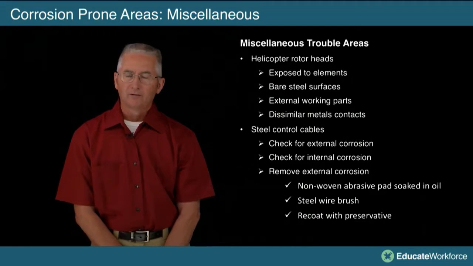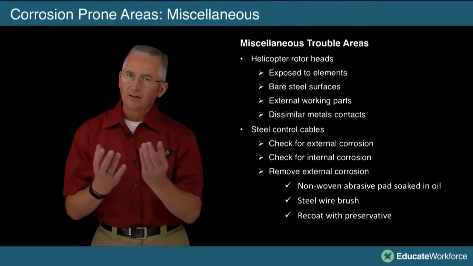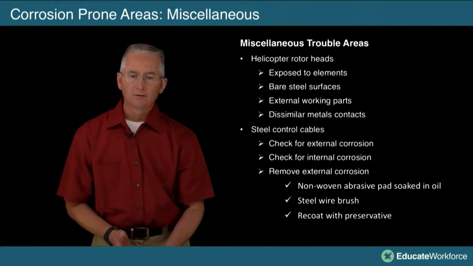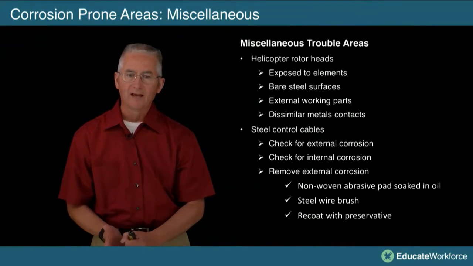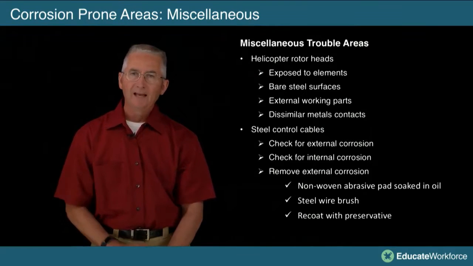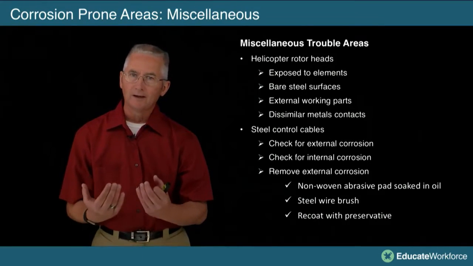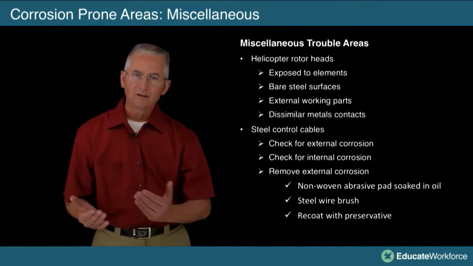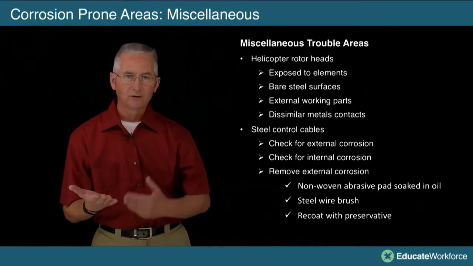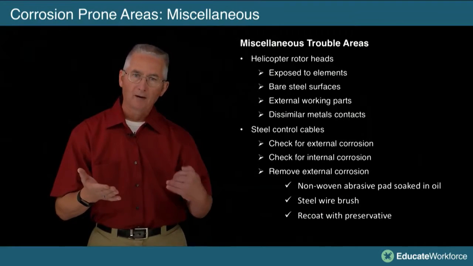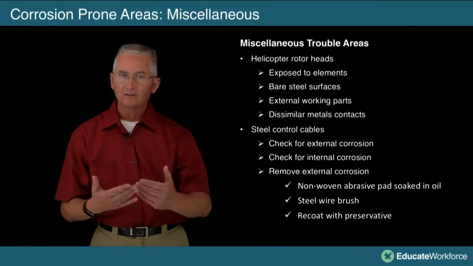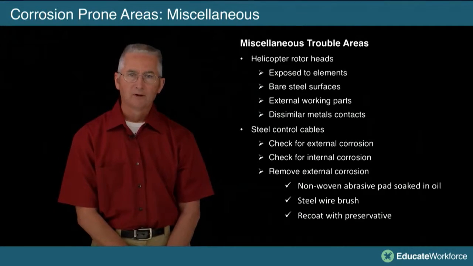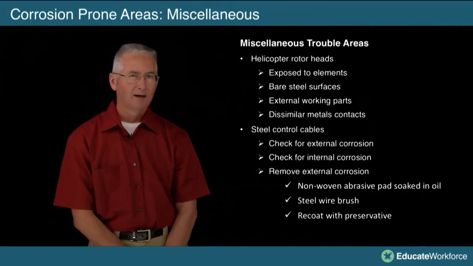Other trouble areas: helicopter rotor heads, any area that has a lot of moving parts exposed to the elements, bare steel surfaces, bare metal surfaces, any external part, anything that's working, anything that's caught in the wind stream, dissimilar metal. Dissimilar metal leads to galvanic corrosion. If you put a steel with an aluminum or you put a copper with a steel, any of that dissimilar metal when it gets together is going to cause a galvanic type corrosion. That's stuff we want to keep an eye on.